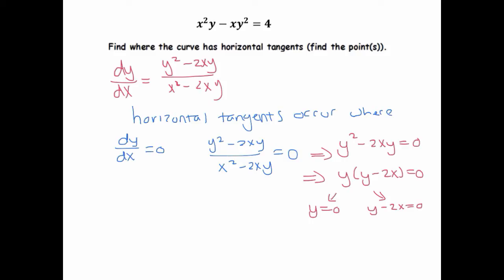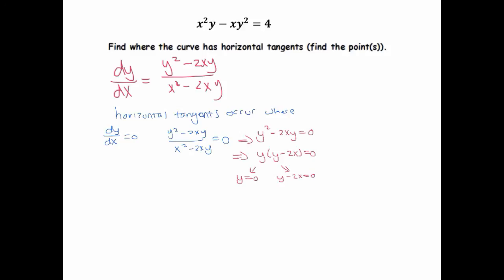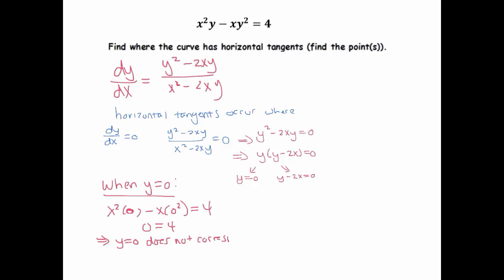Now, this is where you've got to be a little bit careful, because this process doesn't take into account the fact that some of the values you find might be places where the curve doesn't even exist. So, for instance, if I take y equals 0 and plug it back into the original equation, you get x squared times 0 minus x times 0 squared equals 4. The left side is just 0, and you get 4. So that means that y equals 0 does not correspond to a point on the curve. There's no point on this curve that has a y coordinate of 0. And we'll see that when we look at the picture later.